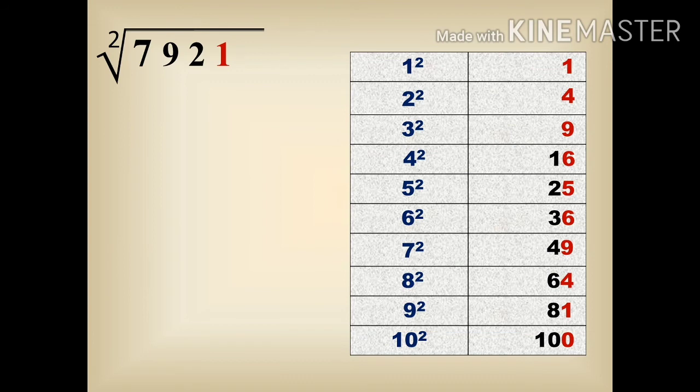Next we are having a number 7921. First we should know the number in the units place. So if a number ends in 1, the square root of that number will either end in 1 or 9. So there is a chance of getting either 1 or 9 in the units place. Next we should skip the number up to tens place. So the remaining number we have is 79.